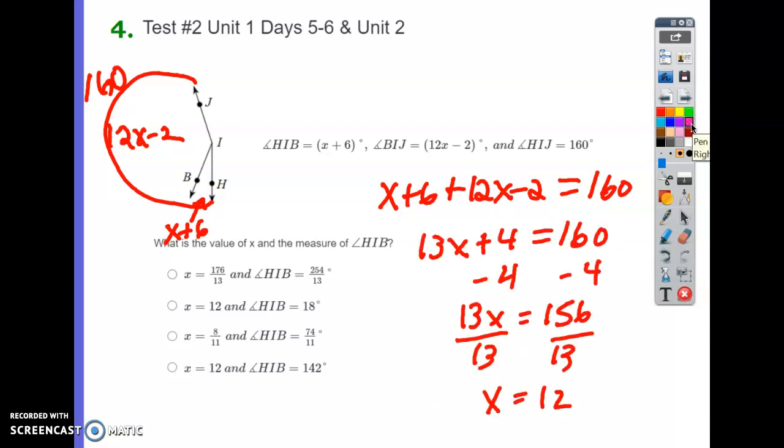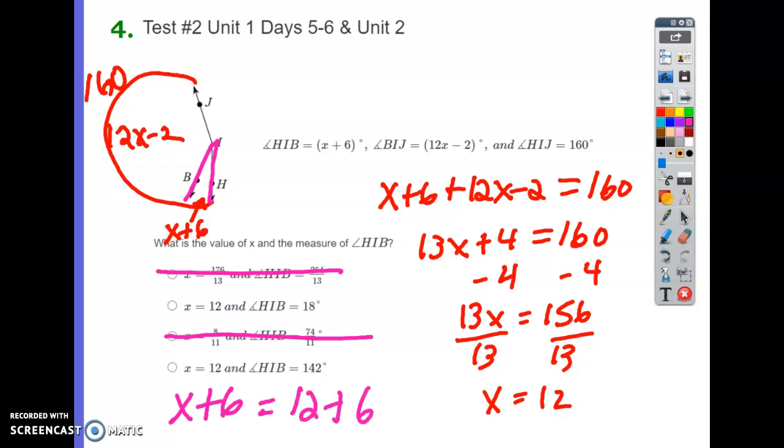Now I solved and I got the value of x is 12, so I know that it has to be, I'll cross off that one and cross off that one. So now what is the answer here? Well, I have to plug this 12 back in to whatever angle they want. Here's the angle. It is x plus 6 degrees. Our new x is 12, so that's 12 plus 6, which is 18 degrees. So there's your answer.